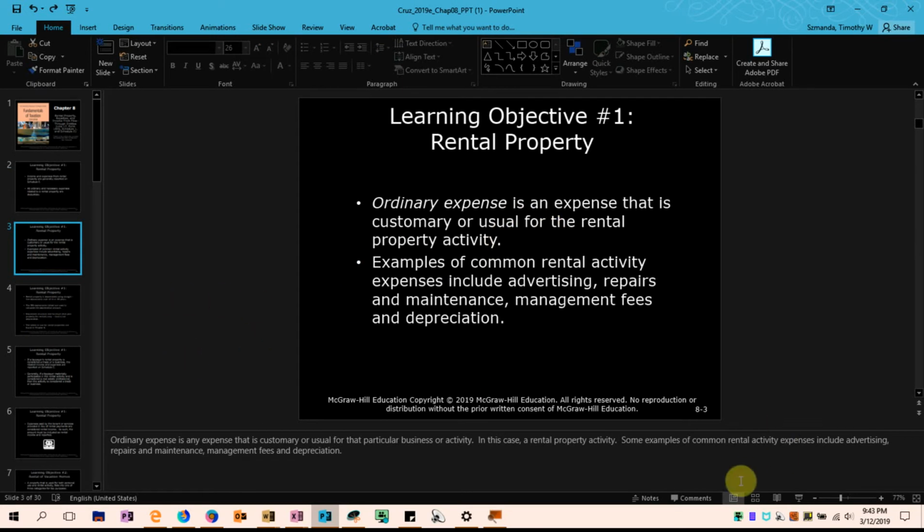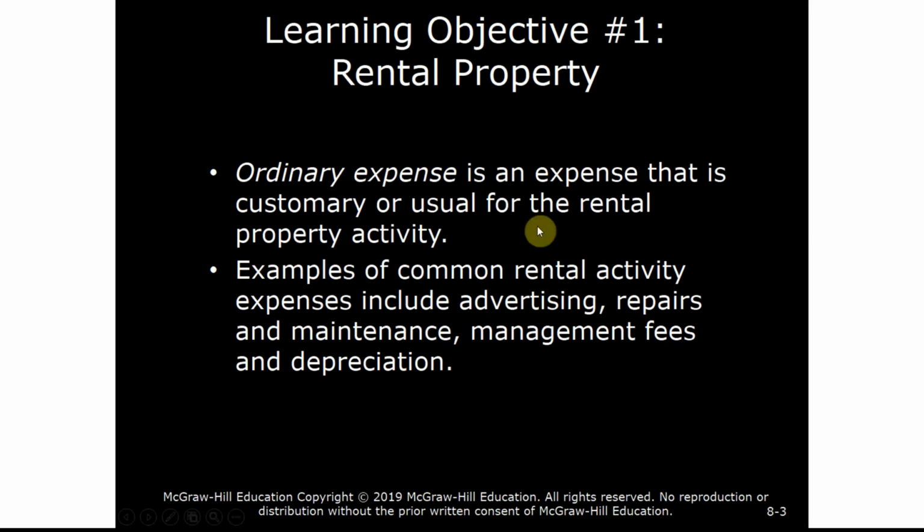So we've talked in the past about what ordinary expenses are, and they relate to customary and usual expenses that are designed to generate rental income. So examples of the rental activities given are advertising, repairs, and maintenance, management fees, depreciation. It's important to note that the order in which these expenses are listed is important, and we'll talk a little bit about that later.